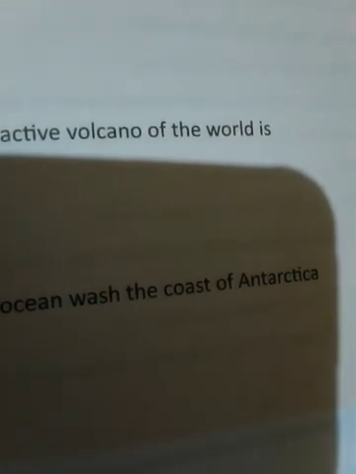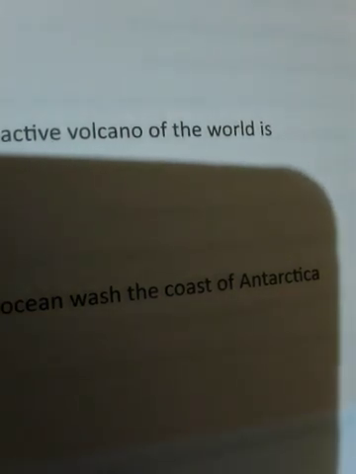Now take out your diary and write: Chapter 10, Antarctica, topic: vegetation and mineral resources, explain. Homework: revise it. And with this I am ending today's class.